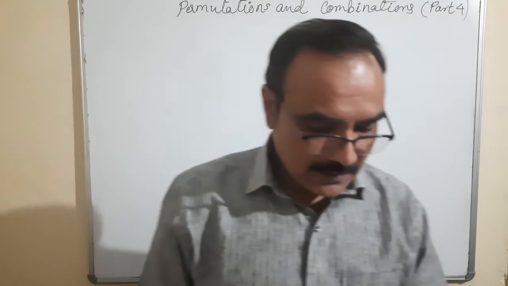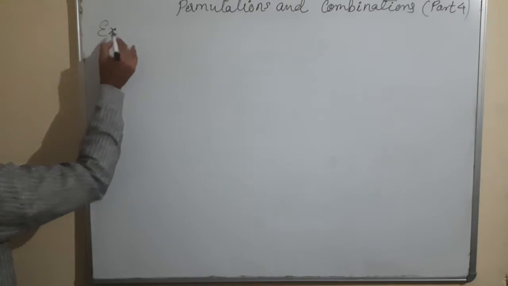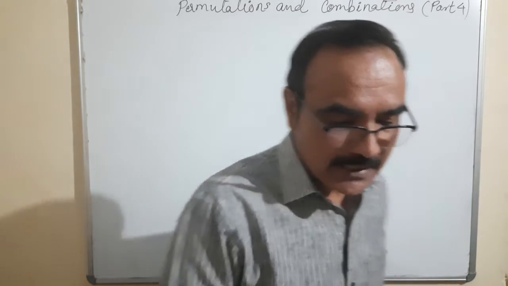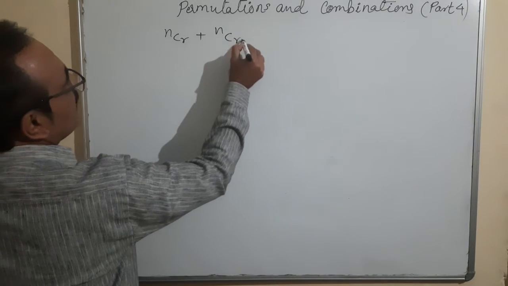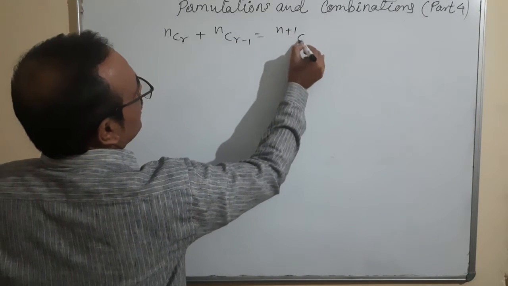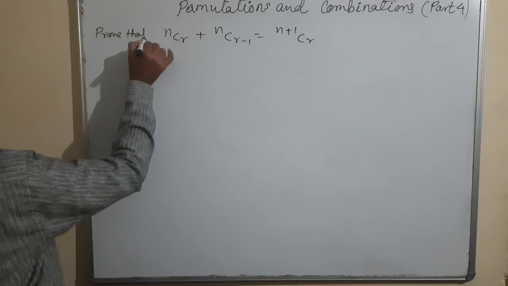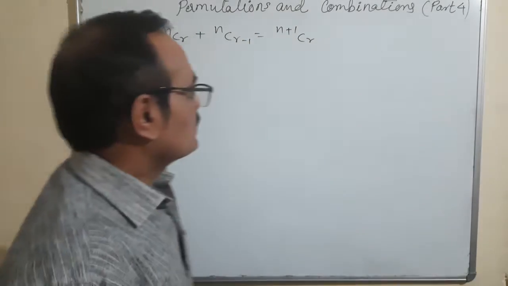Our starting exercise, that is exercise number 7.4. Or just a minute, before starting, one more very important theorem which we have to discuss. This I have forgotten. Theorem number 6 is given: nCr plus nCr minus 1 is equal to n plus 1 Cr. Prove that. It's a very important theorem for combination.